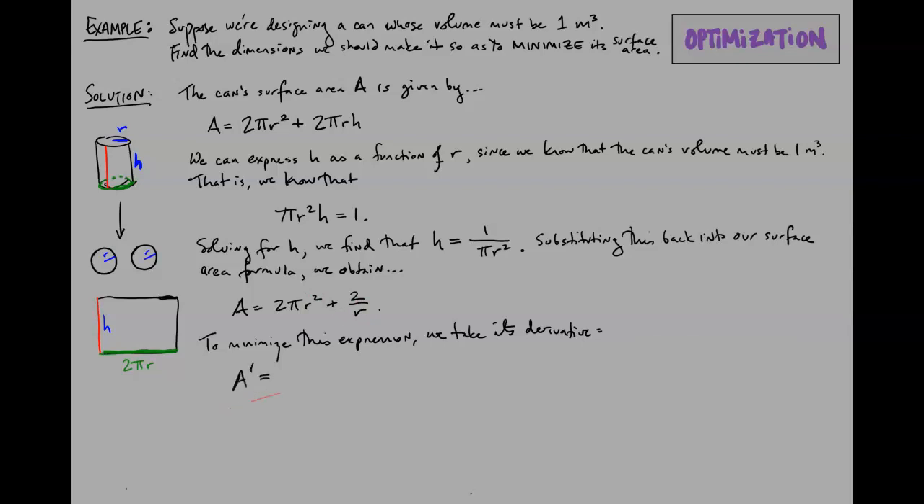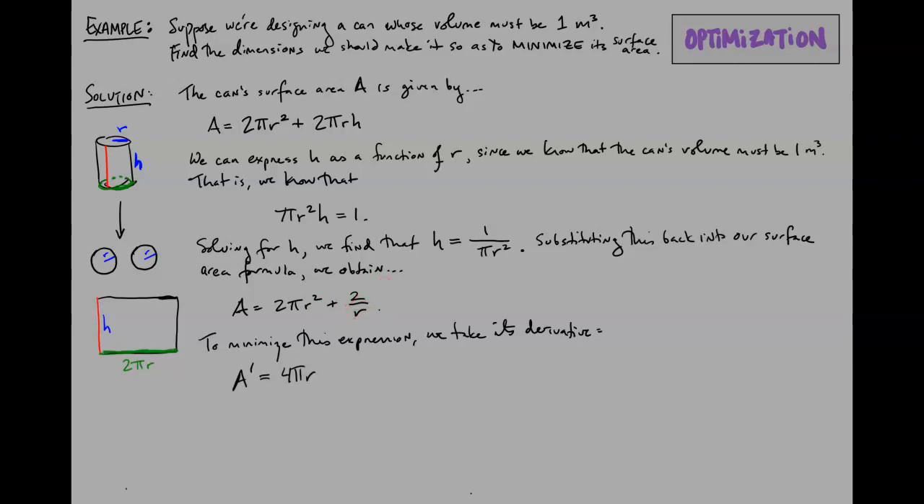So A prime, what's that going to be? Well, the first term is easy. That's a constant, and this is a quadratic. So the 2 comes down, and we're going to get 4 pi r. And what about this second term? Well, the 2 is a constant multiple. It just sits there. And then we've got 1 over r.